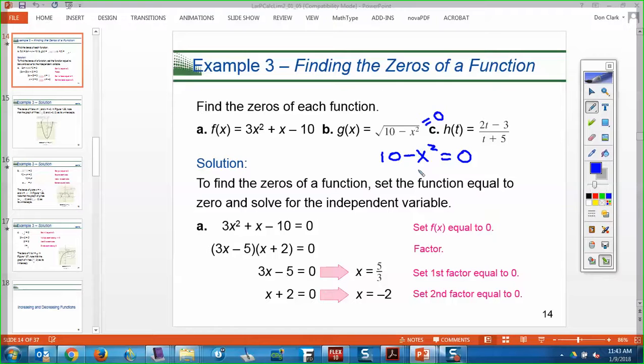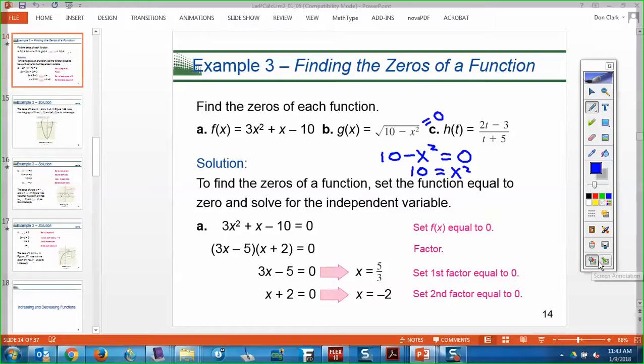What do you do then? I would add the x squared over or subtract the 10. Either way, it's going to come out the same. But you're going to get x squared equals 10. And so what's x? We talked about it, plus or minus square root of 10. Right? Plus or minus square root of 10.